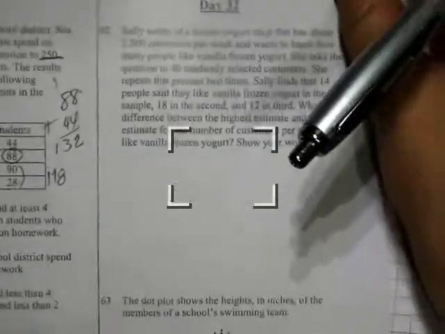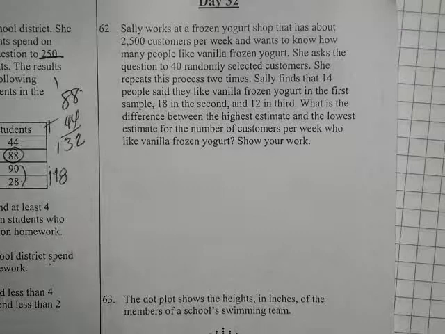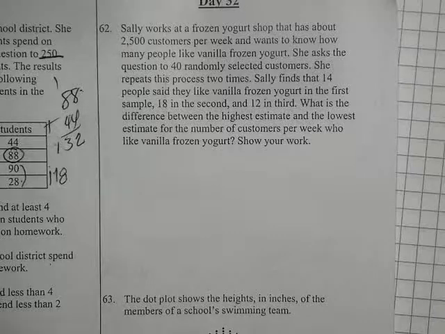All right, 62. Sally works at a frozen yogurt shop that has about 2,500 customers per week and wants to know how many people like vanilla frozen yogurt. She asks the question to 40 randomly selected customers. She repeats this process 2 times. Sally finds that 14 people said they like vanilla in the first sample, 18 in the second, and 12 in the third. What is the difference between the highest estimate and the lowest estimate of the number of customers per week who like vanilla frozen yogurt?